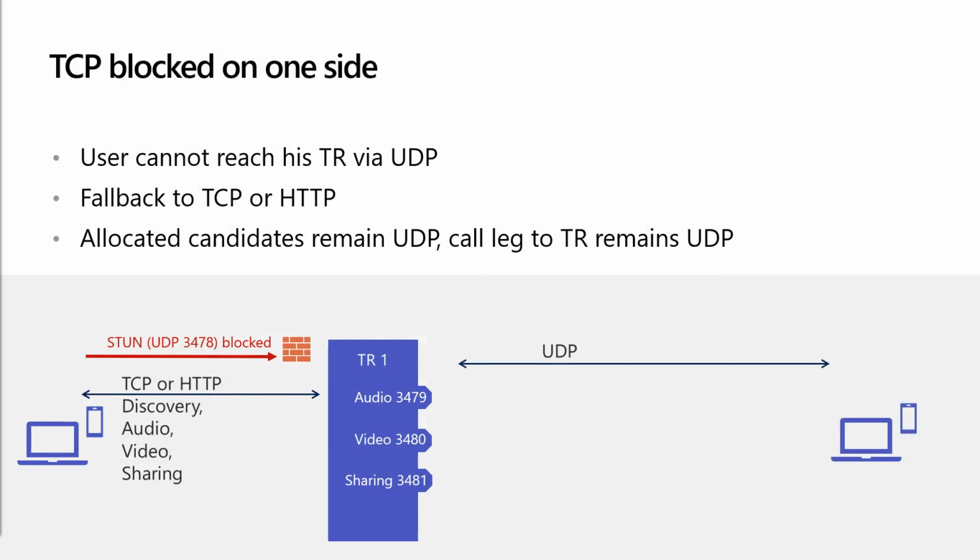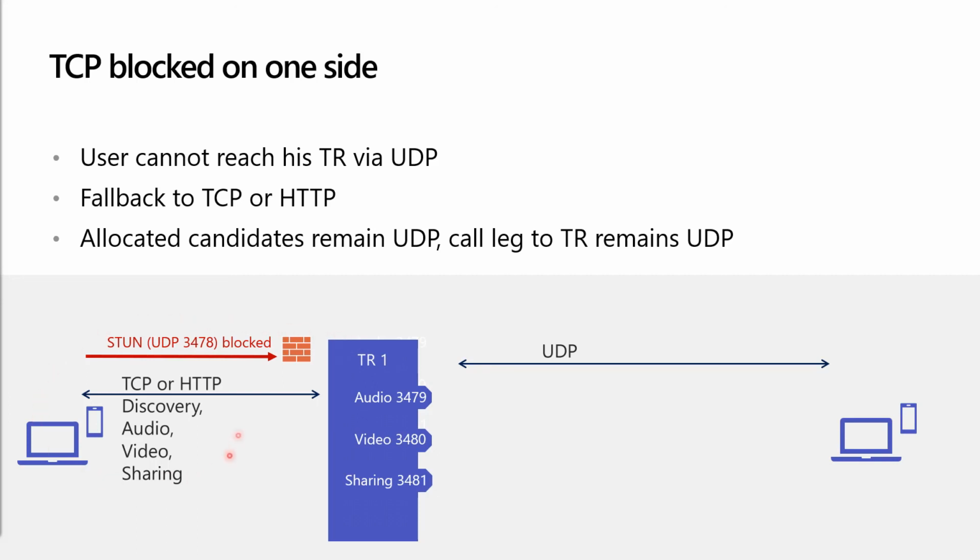Here's an example of what we talked about earlier, where UDP is blocked for one of the attendees. So they can now use TCP or HTTP to connect to the transport relay. The other attendee or attendees all have UDP, and it's a transport relay that translates between TCP or HTTP and UDP.